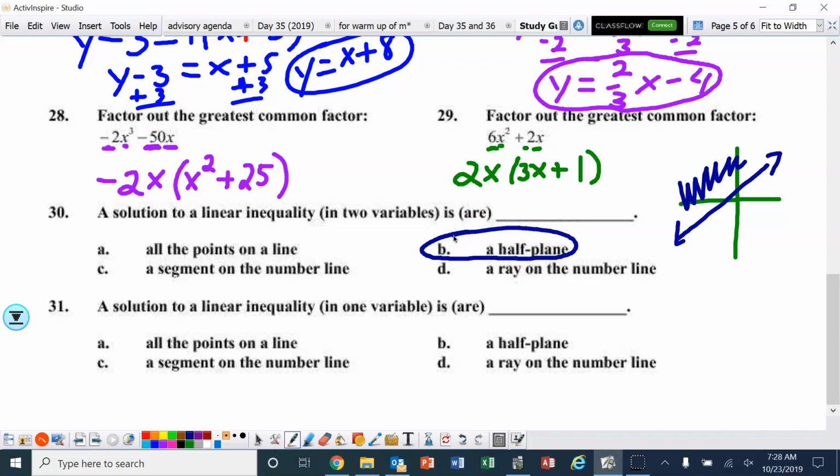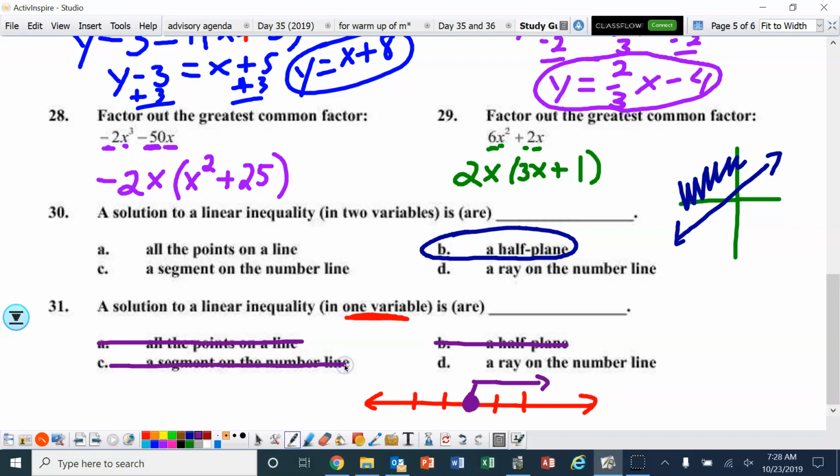And last one, a solution to a linear inequality in 1 variable. One variable is where we would graph on a number line. And then we'd either have a solid dot or an open dot, and then we would draw a line depending upon the inequality. So that's definitely not a half plane. So all points on the line? No. A segment? No. It's got to be a ray.